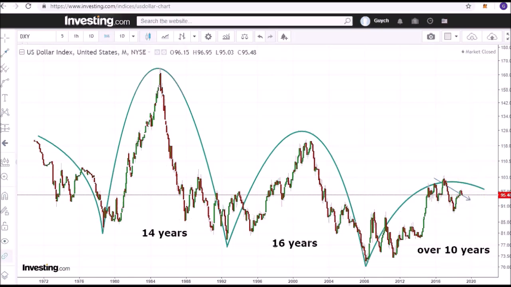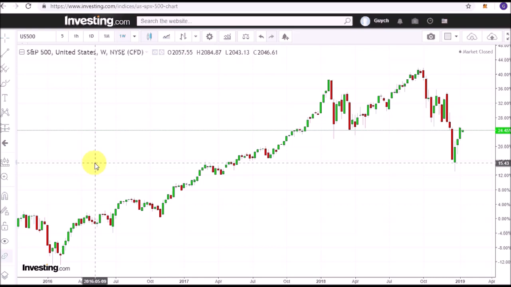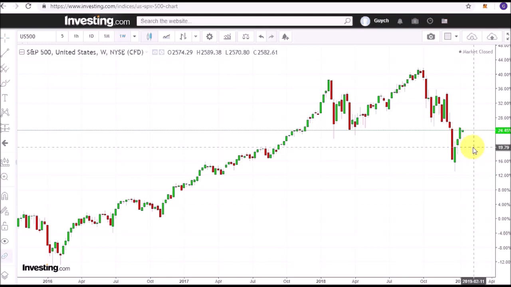And another factor that I want to look at is the general stock market performance. Again, let's have a look at the US versus Europe. So this is the S&P 500 in front of us, a weekly chart. And since the end of 2015, the S&P 500 has gained nearly 24%, 24-25%. Let's have a look at some of the larger markets in Europe.